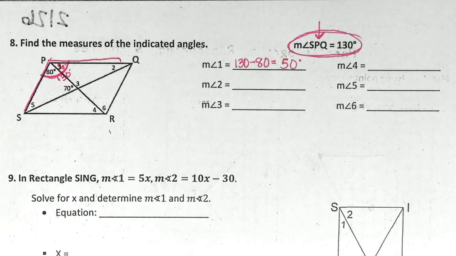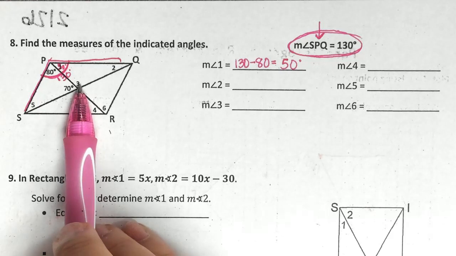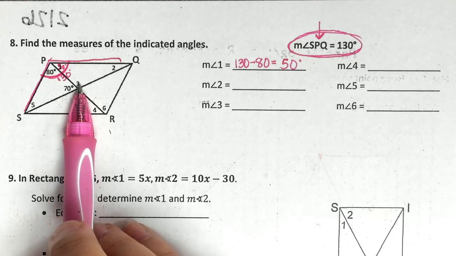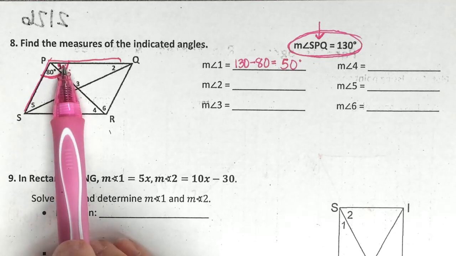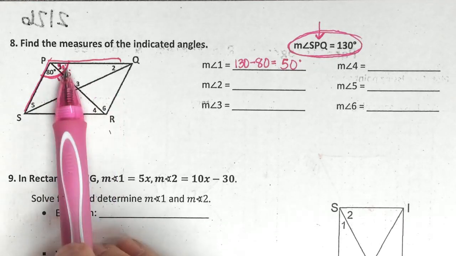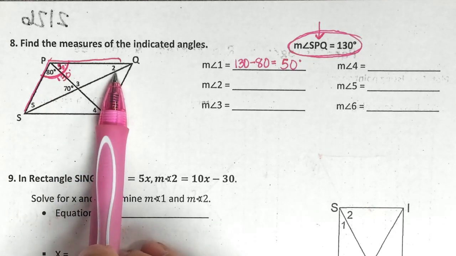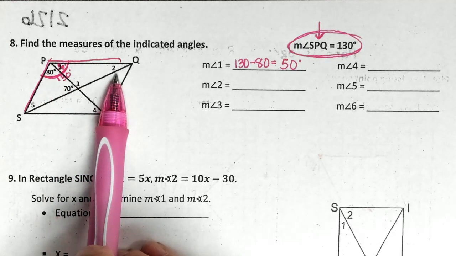Now, I actually can't find number 2 yet. I have to find number 3 first. How do I find number 3 right here? How did I do that? By the way, I did go around and I saw some people put 50 and 50. Be careful, that only works with a rectangle, not a parallelogram. Number 1 and number 2 are not the same on a parallelogram.